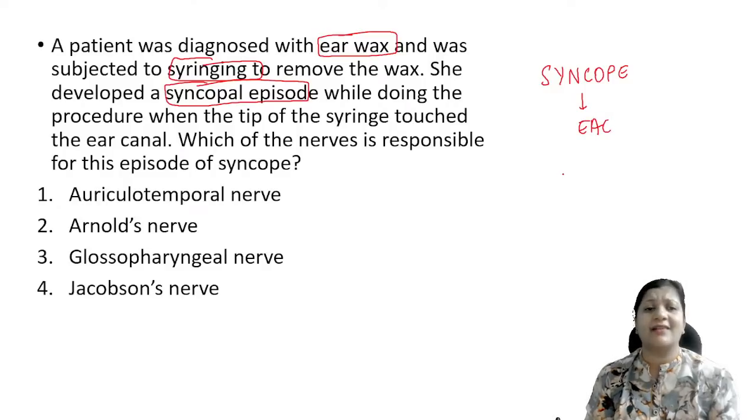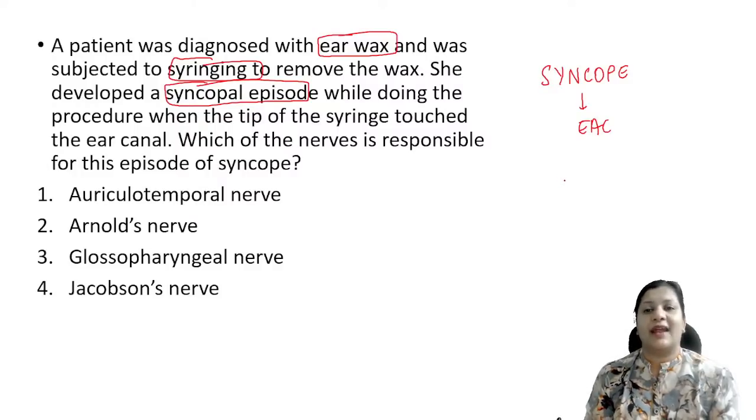I think this is a standard question. All of you know this question. So quickly answer, what should be the answer? Is it auriculotemporal, Arnold's nerve, glossopharyngeal nerve, or Jacobson's nerve? I'm waiting for your answers in the chat box.